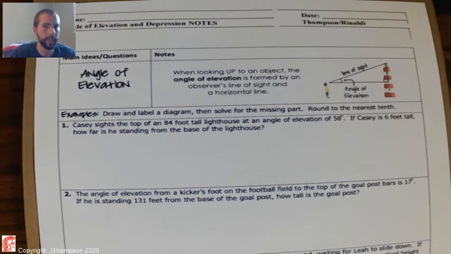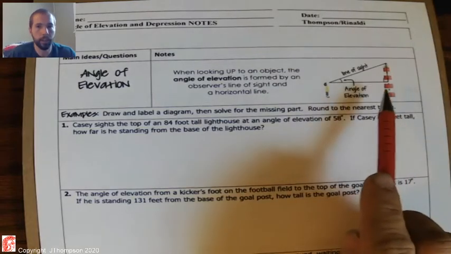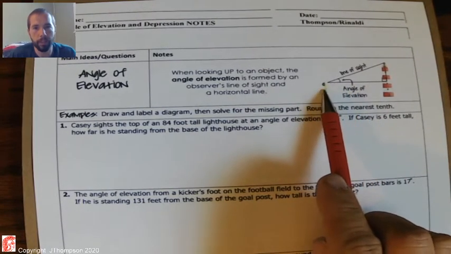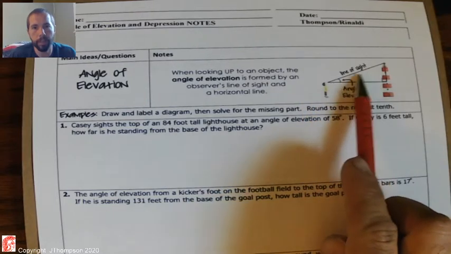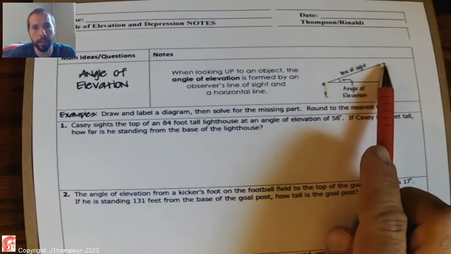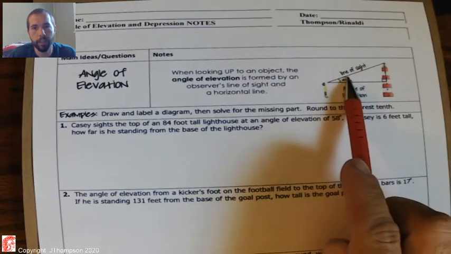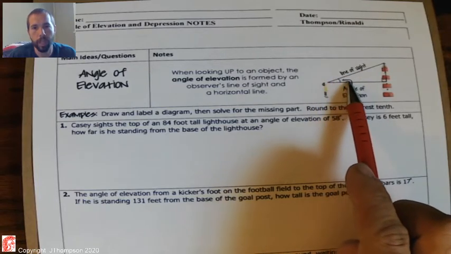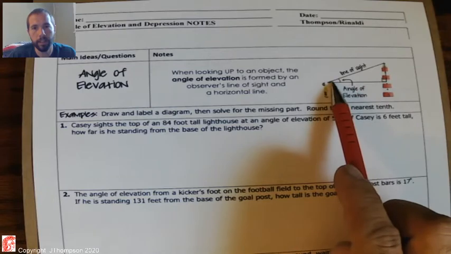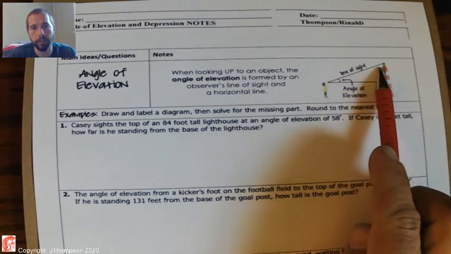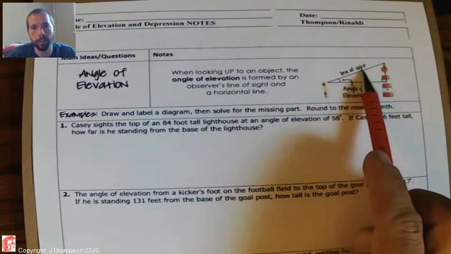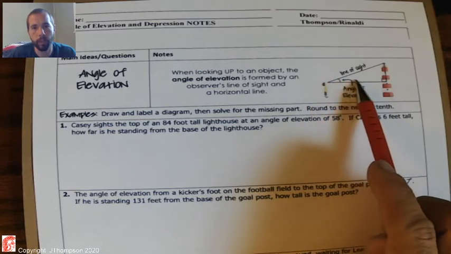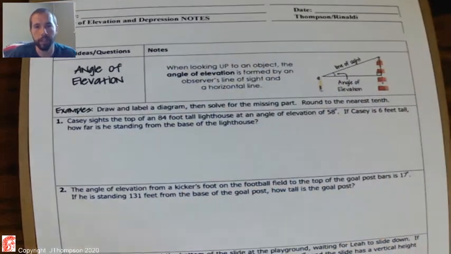So the first thing is angle of elevation. Angle of elevation is found when looking up to an object. If you can see in the picture over here, we have a person that's looking up with their line of sight. They're looking up at the top of a lighthouse. The angle of elevation is the angle formed by the line of sight and the horizontal line from their eyesight. So that's called your angle of elevation.